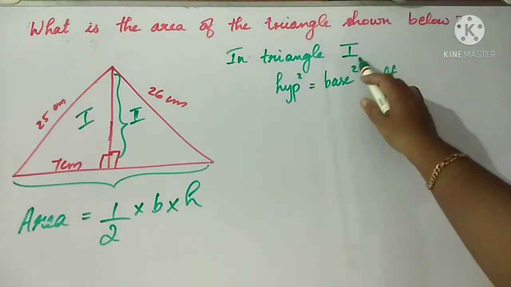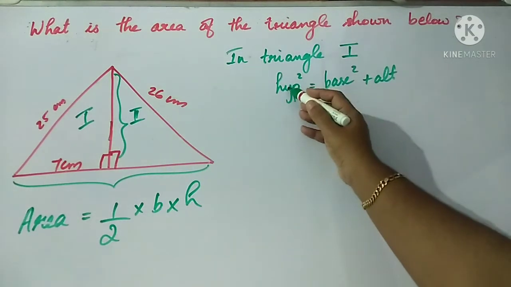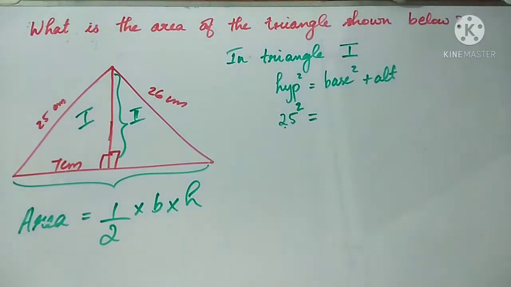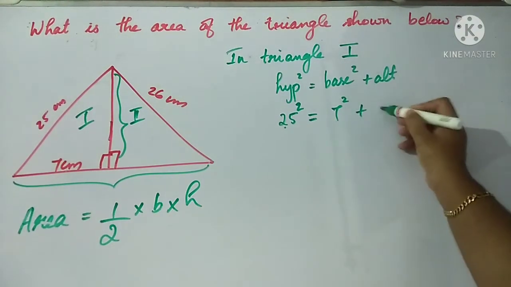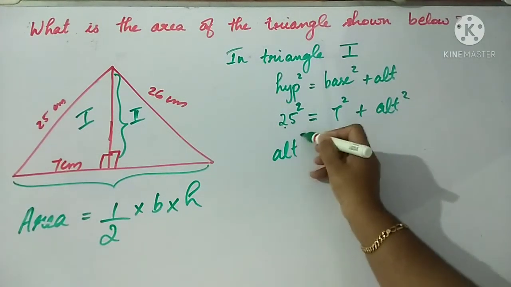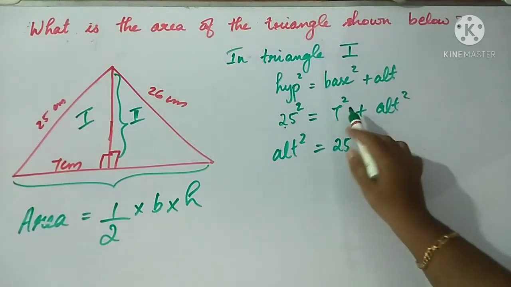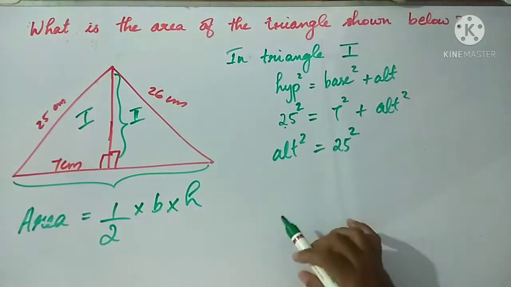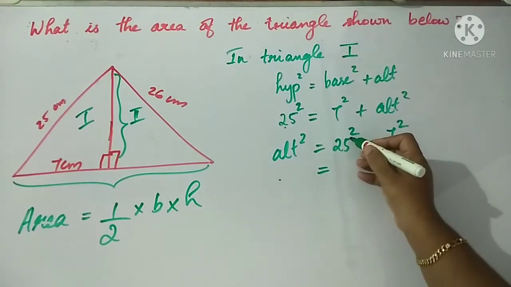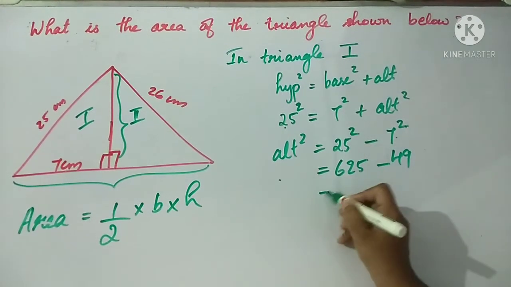So in triangle 1, let us use the Pythagoras theorem to find what is altitude. So hypotenuse is given as 25. So we take 25 square is equal to base square, that is 7 square plus altitude square. We need to find altitude. So we will arrange this. Altitude square is equal to 25 square. When we take the 7 square to the other side of equal to sign, it becomes minus 7 square. That is equal to 25 square is 625 minus 7 square is 49.